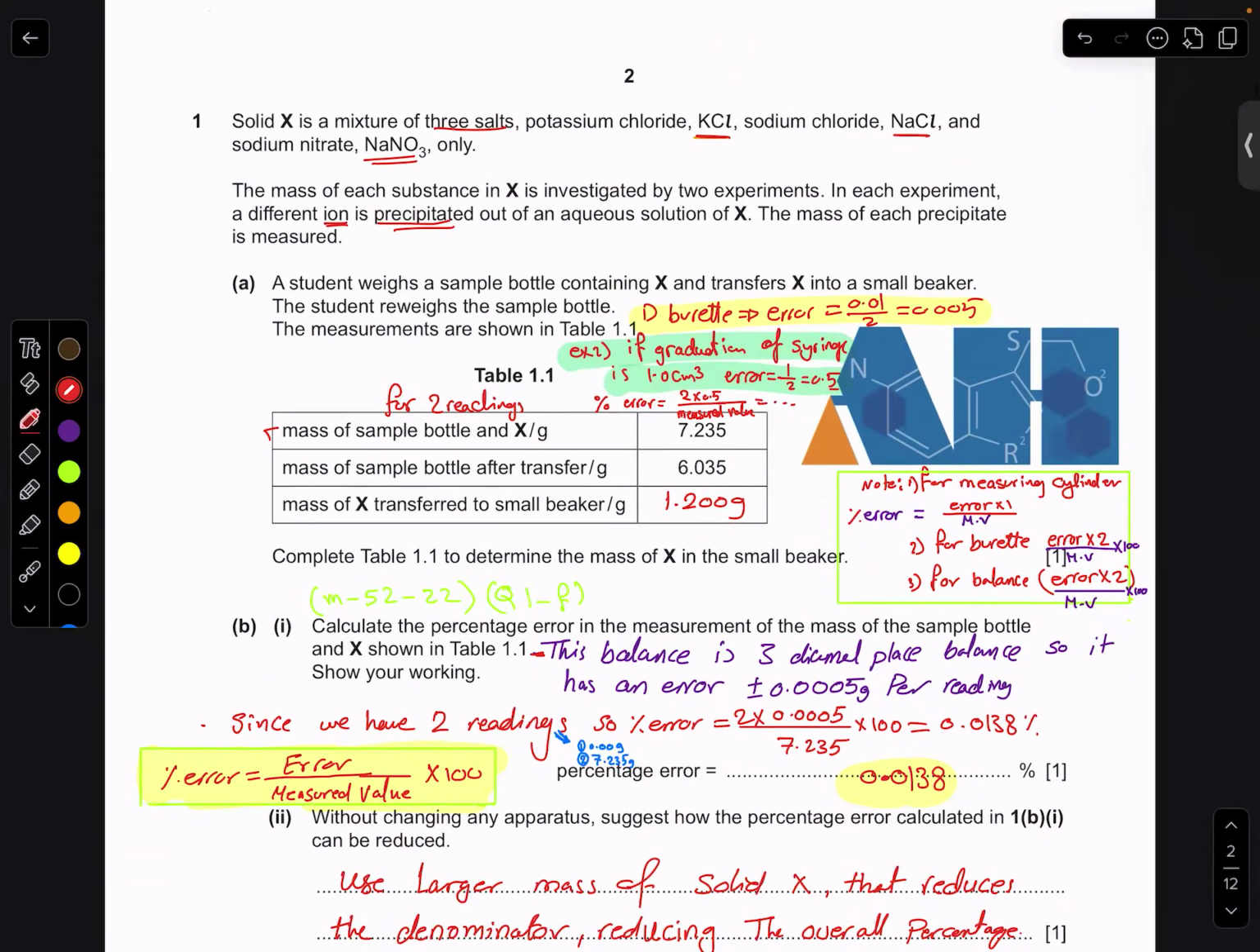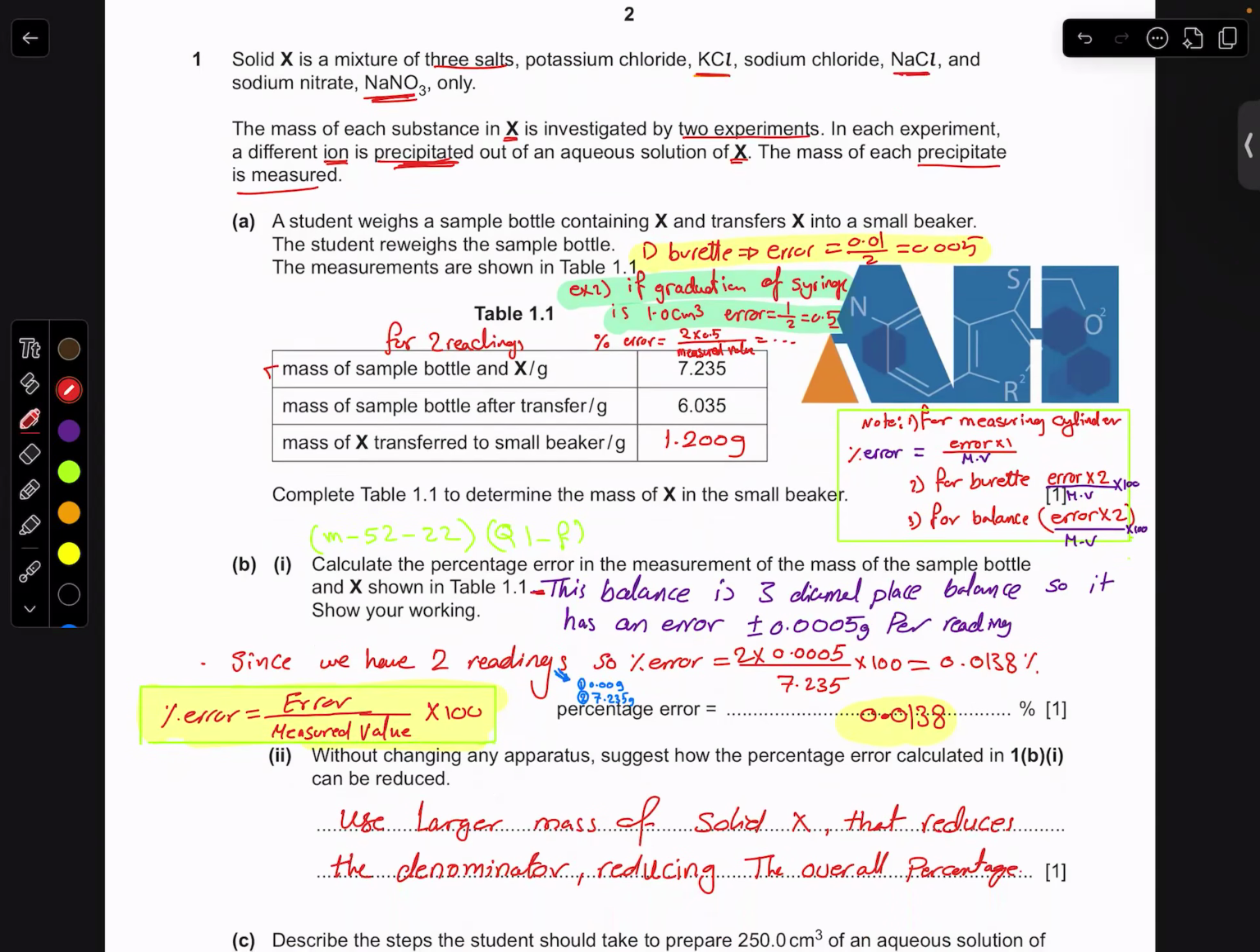Question number 1. Solid X is a mixture of 3 salts: potassium chloride, sodium chloride, and sodium nitrate. The mass of each substance in the X mixture is investigated by 2 experiments. In each experiment, a different ion is precipitated out of an aqueous solution of X. The mass of each precipitate is measured.